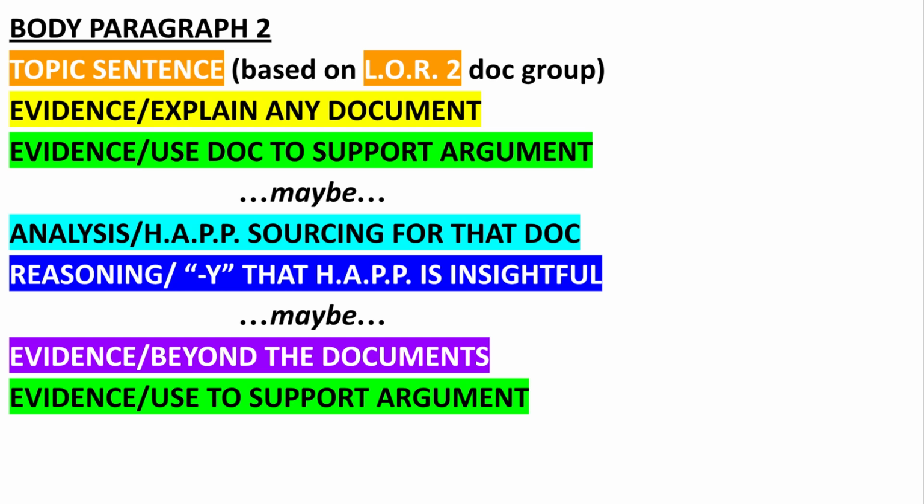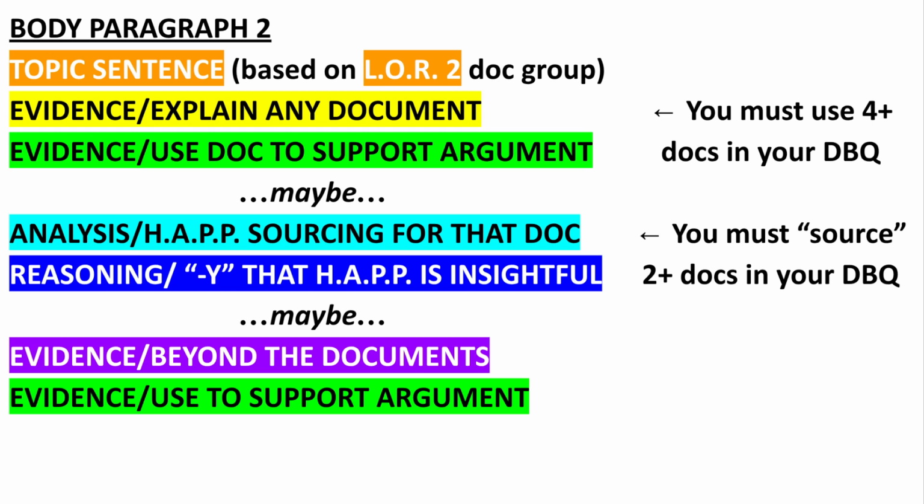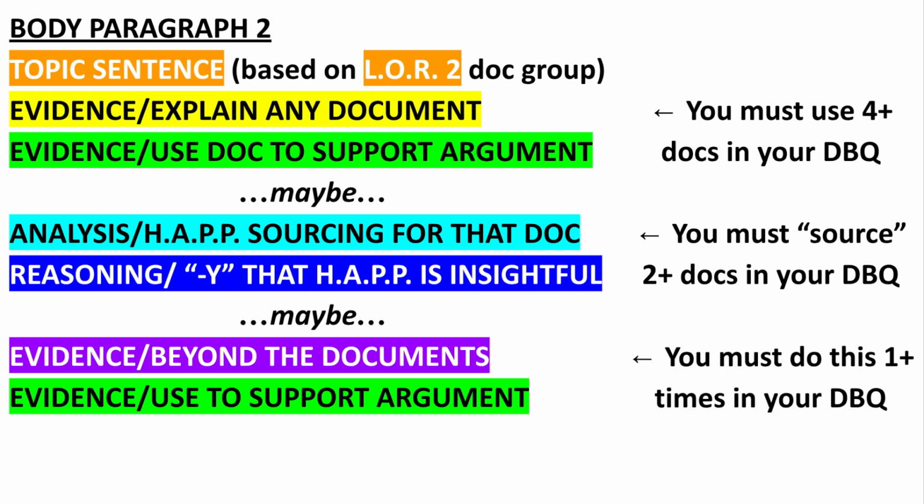Body paragraph 2 is exactly the same way. So we're going to take another group of documents, and you're allowed to overlap. So if I want to use document 1 in both body paragraph 1 and 2, no problem. But it's how many total documents we use that counts. So, body paragraph number 2. Here you go. And just to remind you, we must use at least 4 total documents in our DBQ to get that point. We also must do this sourcing for 2 or more documents to get our full credit there. And we must have at least one piece of evidence beyond the documents in our DBQ.